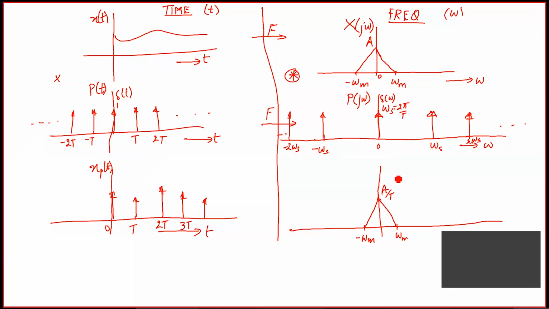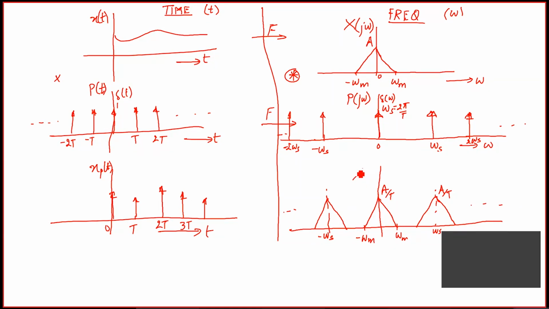Similarly, if you see this impulse centered at omega s, it's a shifted impulse. This convolved with this will give you the same thing located at this position, and obviously having the same value right here, omega s. And similarly, we will get copies right here also. So each impulse will end up giving us copies like that, and it will go on and on and on. So this is the end result that we get, which is your Xp(j omega).